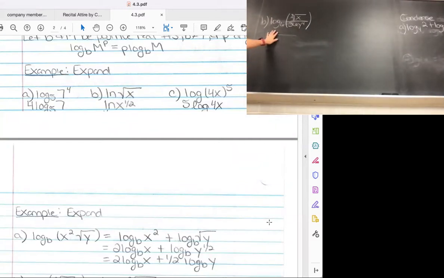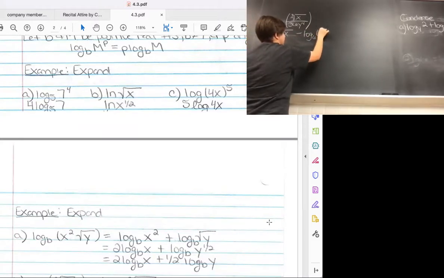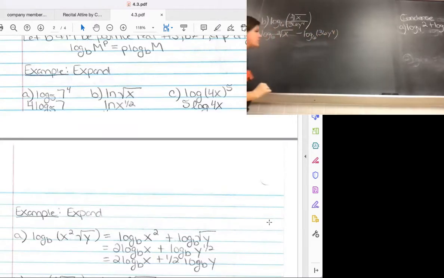Okay. Now we have log base 6 of the third root of x divided by 36y to the 4th. So definitely a lot more going on in this one. That's okay. We can do this. So the first thing I'm going to do is use our quotient rule to separate up this division. That's going to give me log base 6, and we put the numerator first, the top, the cube root of x, minus log base 6 of our denominator, which is everything that's on the bottom, 36y to the 4th.